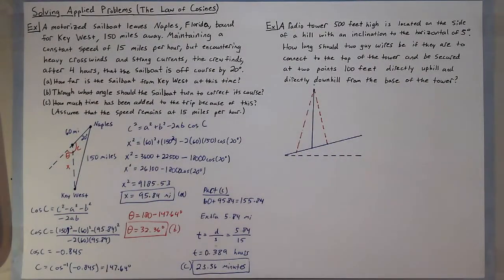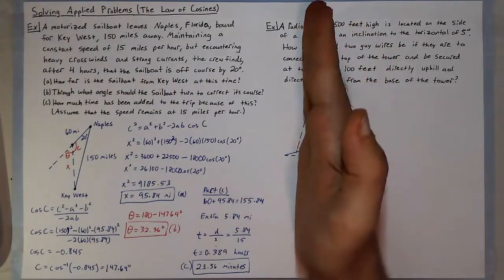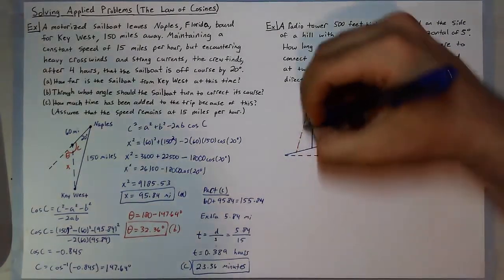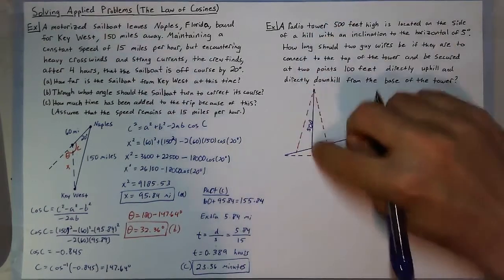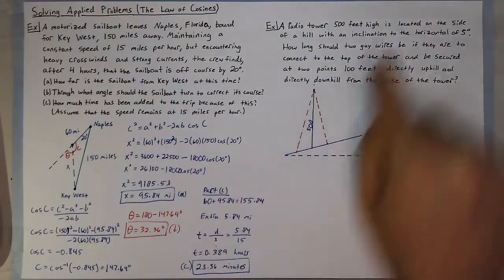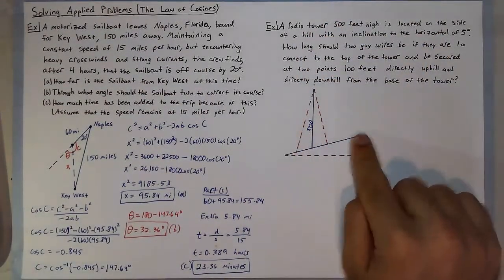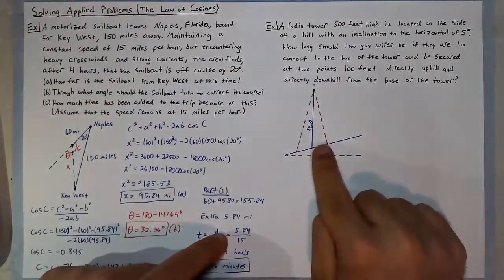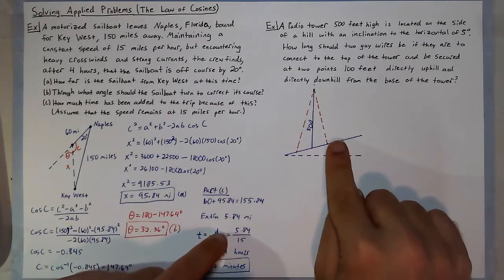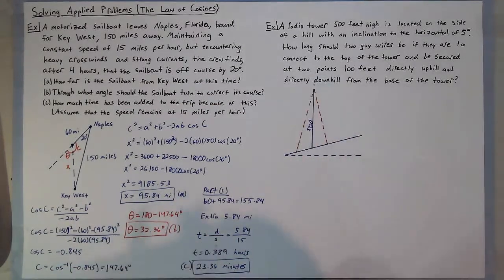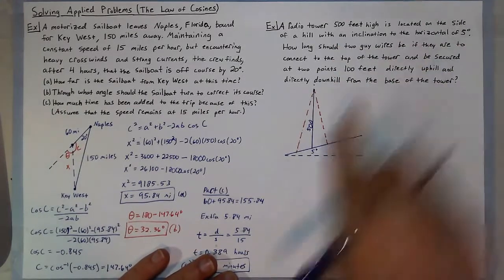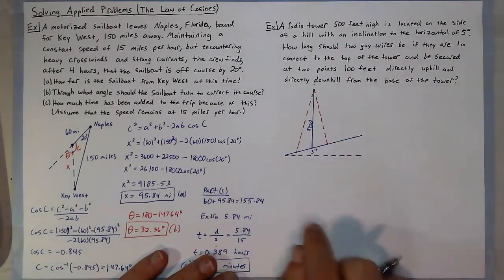We have a radio tower, which usually is pointing vertically up, 500 feet high. So this side here is 500. It is located on the side of a hill. So it's vertically up, so it's kind of fighting against the hill. There's a little bit of an angle here. It's not a right angle against the hill, to make sure it's vertical. 5 degrees is the inclination to the horizontal, which I drew with this dashed line.